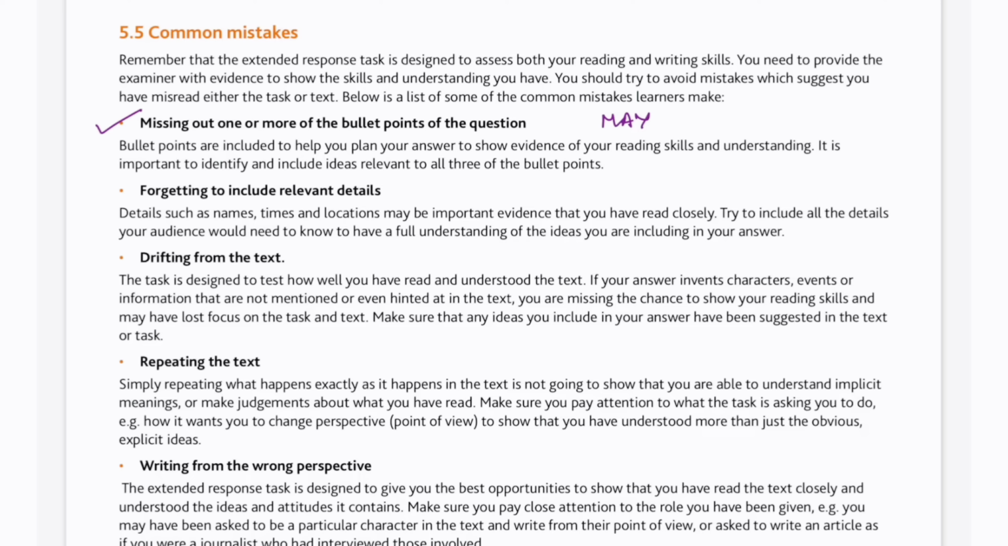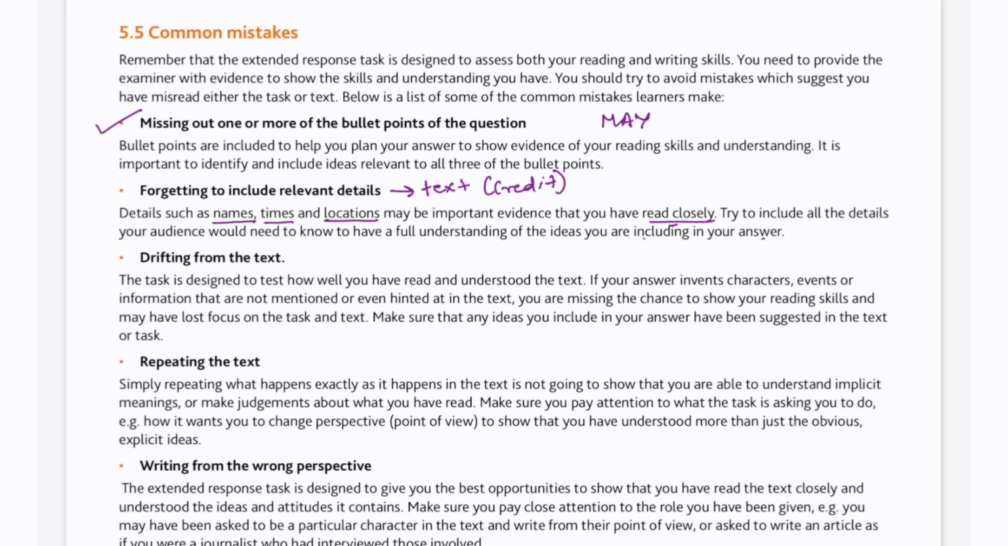The second important thing is forgetting to include relevant details. Now, when I talk about relevant details, it's from the text. So if you're picking something from the text, give credit, please. Also, the names, times, and locations may be important evidence that you have read closely. Try to include all the details your audience would need to know to have a full understanding of the ideas you are including in your answer.